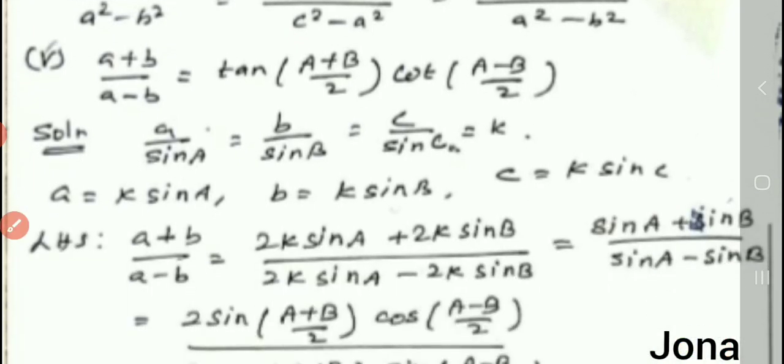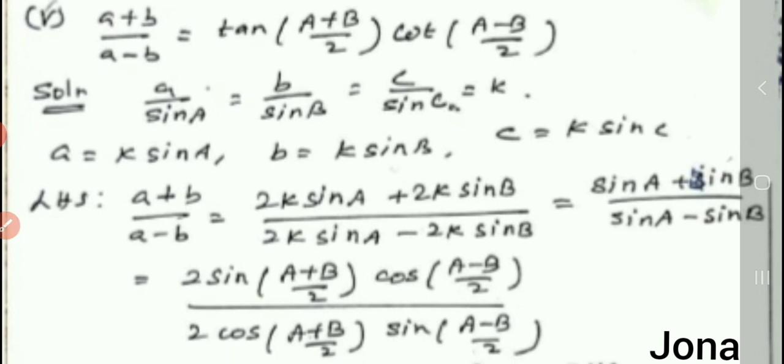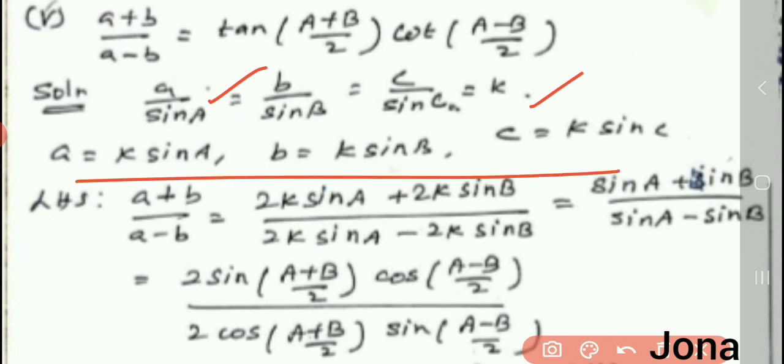Okay, fifth problem. a plus b by a minus b equal to tan of a plus b by 2 into cot of a minus b by 2. Here a, b, c are given, isn't it? So that I want to take that same sine formula like this. Same a, b, c is here. We can substitute to the left hand side. That is a plus b by a minus b.